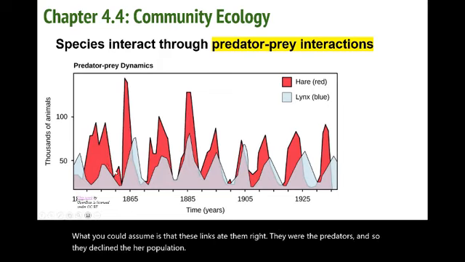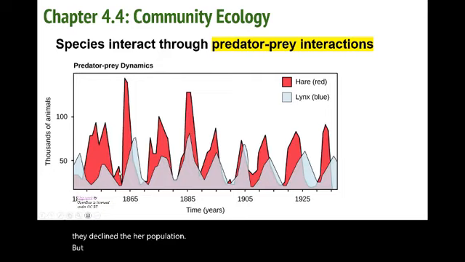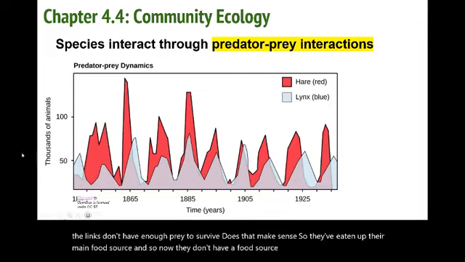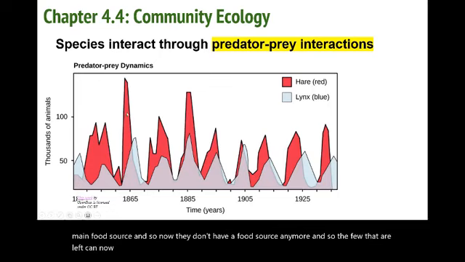But eventually, they could eat so many of the hares that there's so few of them left that now the lynx don't have enough prey to survive. Does that make sense? So they've eaten up their main food source, and now they don't have a food source anymore. The few hares that are left can now start to reproduce exponentially and increase and increase. And the nice thing is that'll help the lynx population increase because now they have food again.